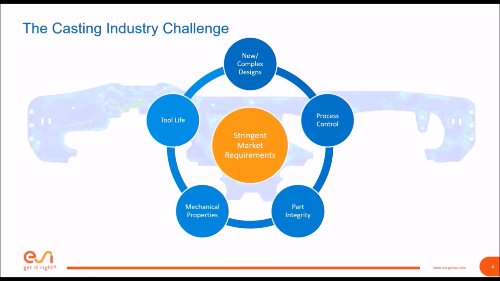So this means that there will be new or complex designs that need to be cast. So there is always an importance on process control as usual. So to achieve parts with very high integrity, also with parts performing better with good mechanical properties, and of course, because we are talking about die castings, to have a very good tool life, which is going to last long.